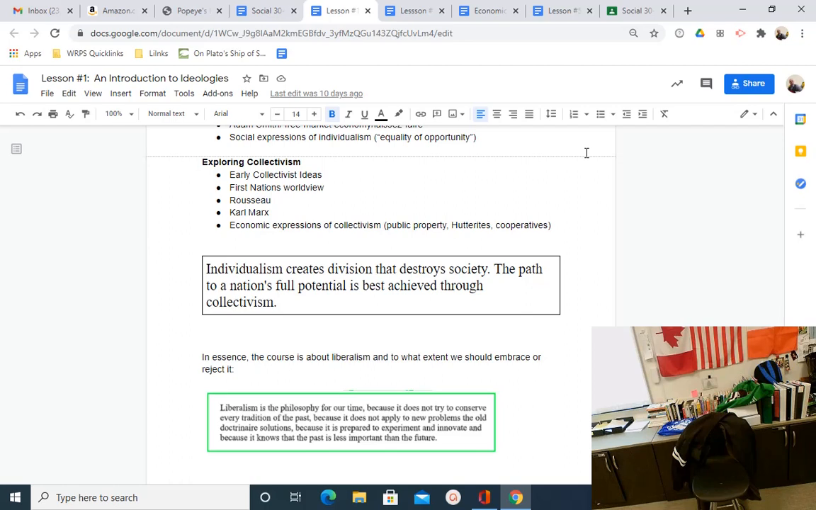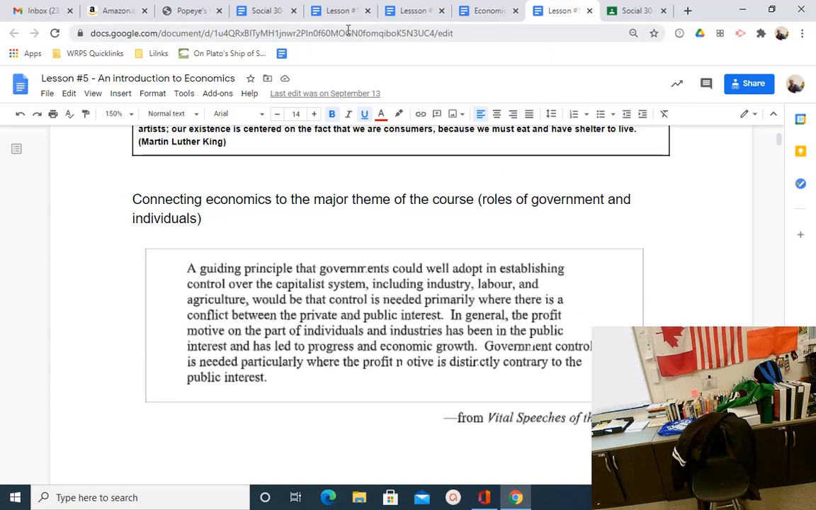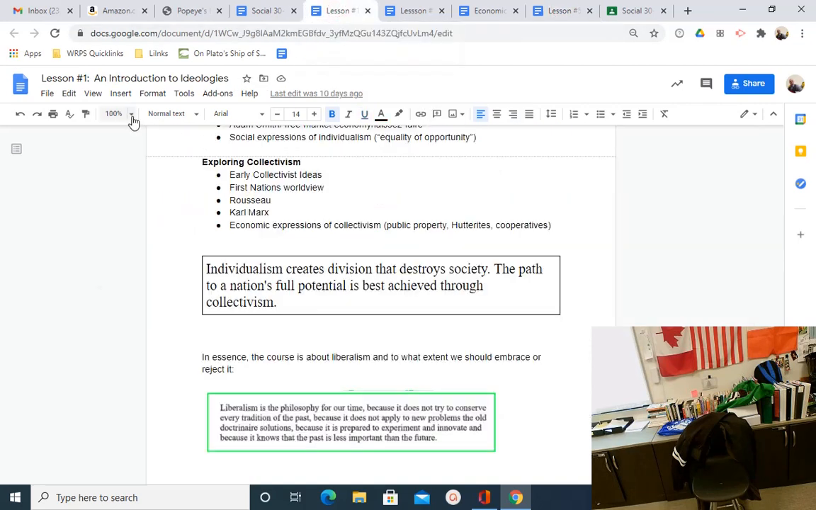Economic individualism has created progress. Capitalism has unlocked our potential. The path to a nation's full potential is best achieved through capitalism. It's saying, no, we might need some collectivism during crisis, but the path to our full potential, the wealth of the true nation, is through capitalism. So I would argue that this could be used in response to that.